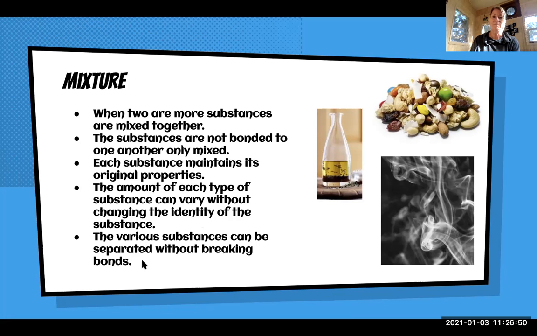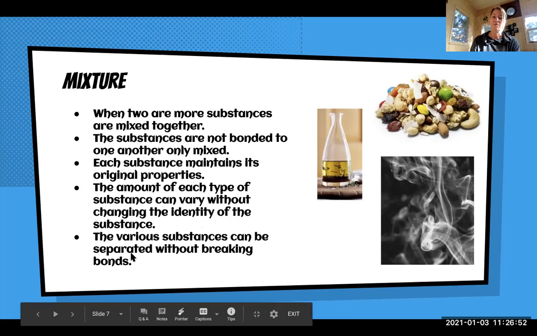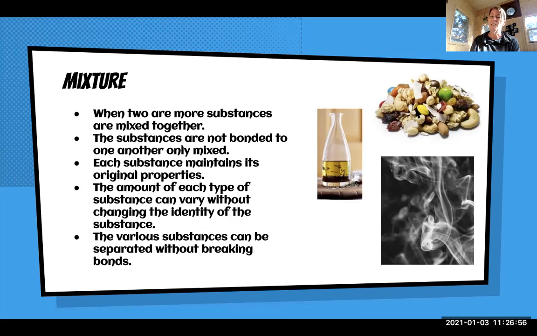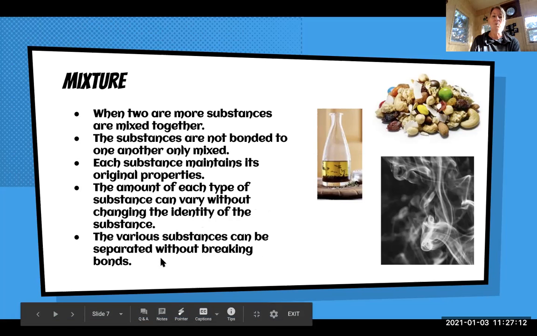And we can separate the different substances without breaking any bonds, right? We could pick out all the peanuts and all the raisins and all the M&Ms and we could separate them, or we could use some sort of mechanism to pour off the oil from the vinegar and we could separate these different substances. If it was salt water, which is a type of mixture, I could boil off the water and separate the salt from the water. So I have ways of separating that don't require the breaking of bonds.